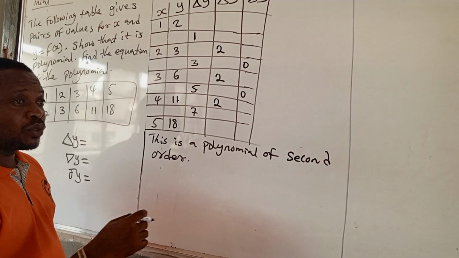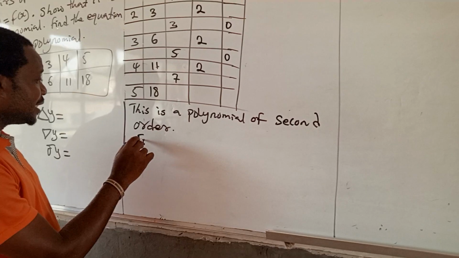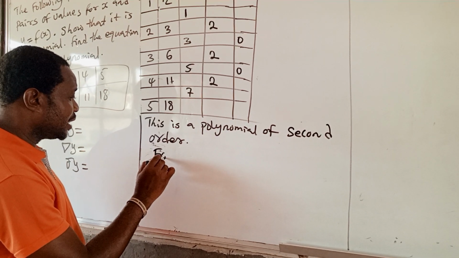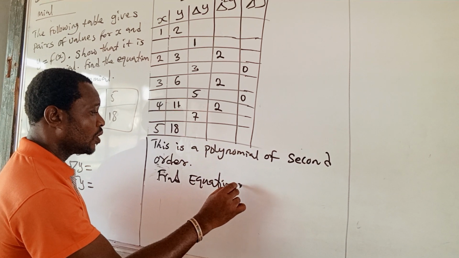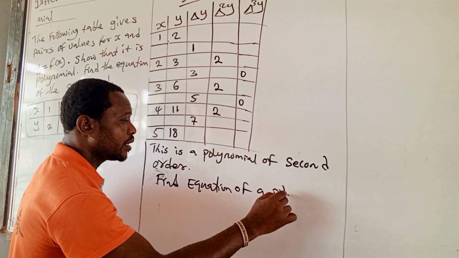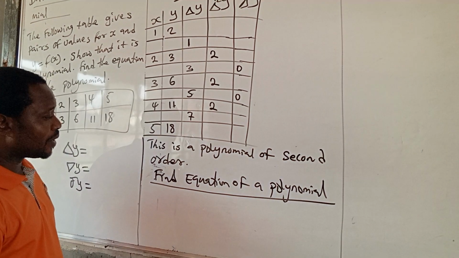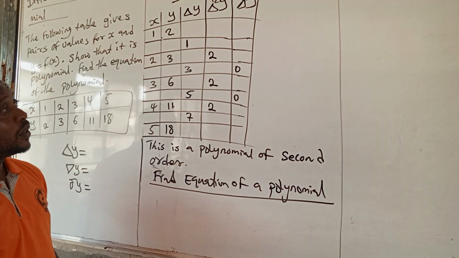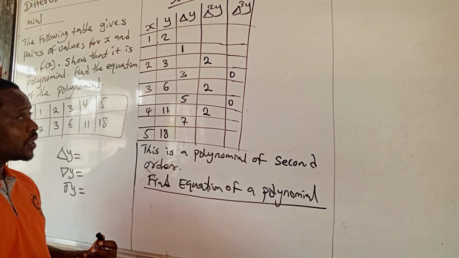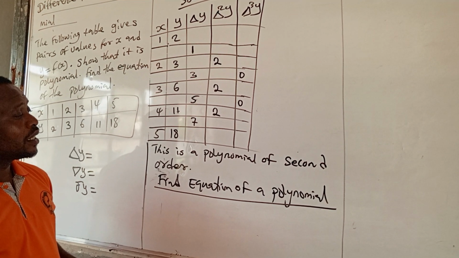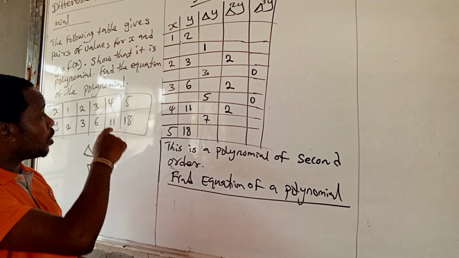So the next thing is how to find the equation. We have 2 ways of finding the equation of a polynomial. So we're going to see how to find it. Once you form your difference table and find that it's the correct difference table, how can you make use of this difference table to find the polynomial you don't know? That is, the function from which they formed this table.